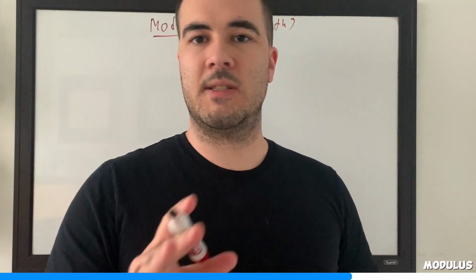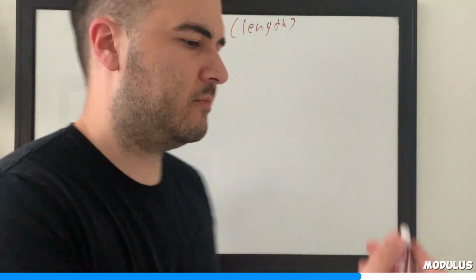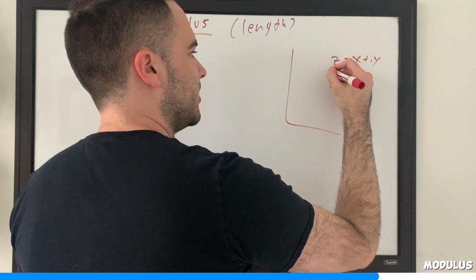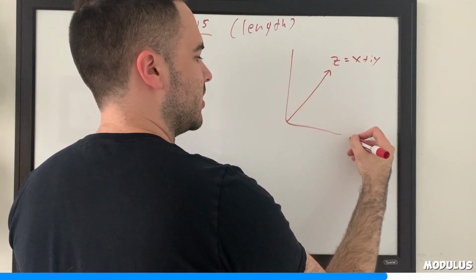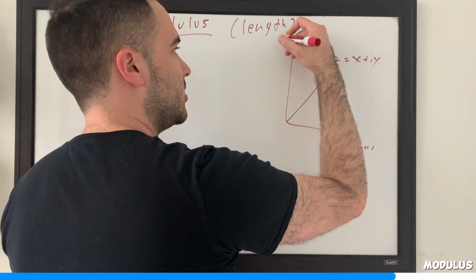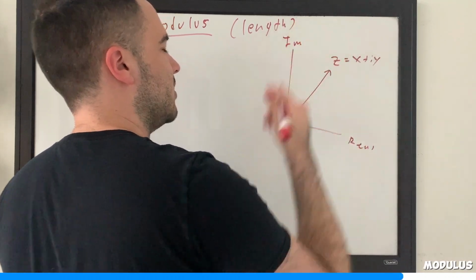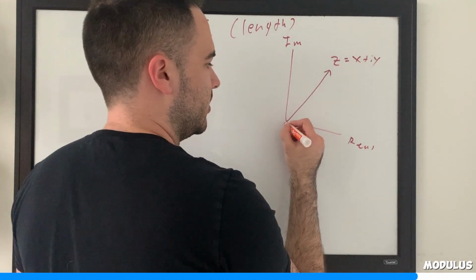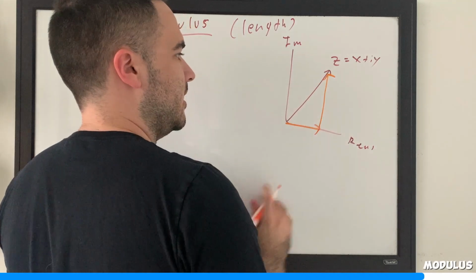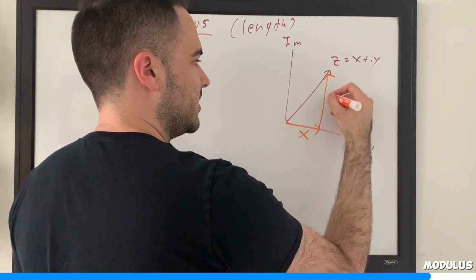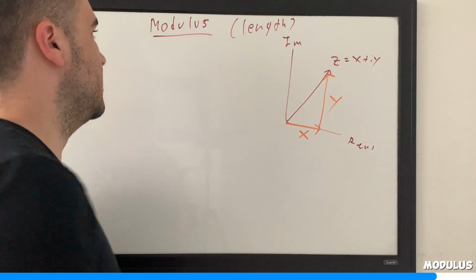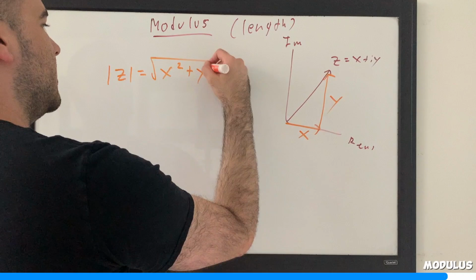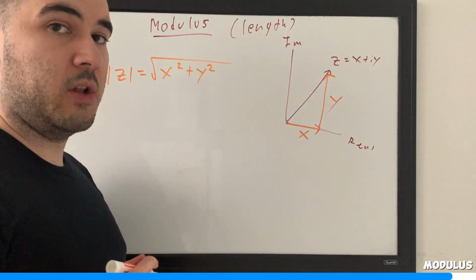So the modulus still is the length, but it doesn't actually involve i. So if we had a point here, that the real part was x and the imaginary part had a y, we'll put Im here for imaginary. If you were to actually do its length in the real direction and its length in the imaginary direction, you would find that this is actually x and this is actually y. So the modulus of a complex number is the square root of x squared plus y squared. It does not involve i.